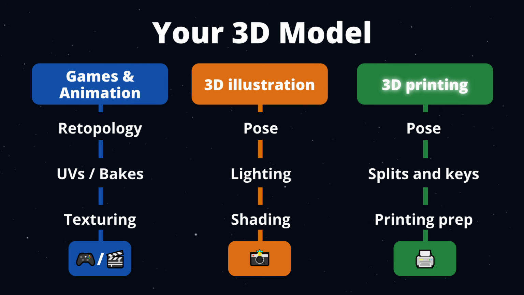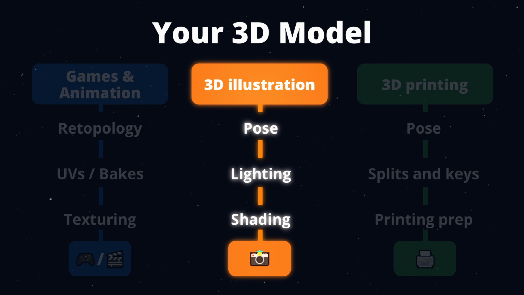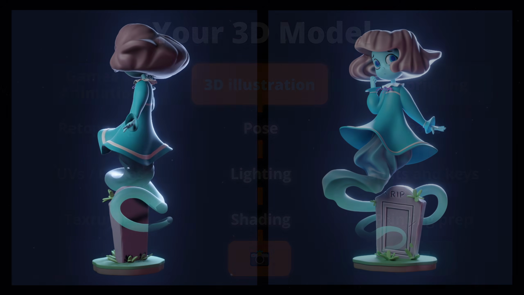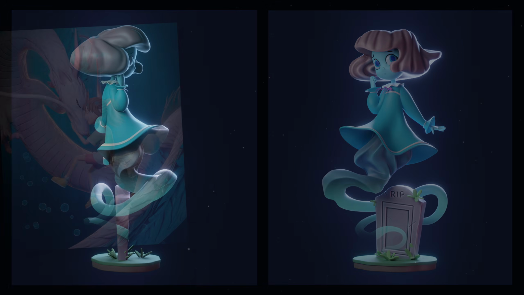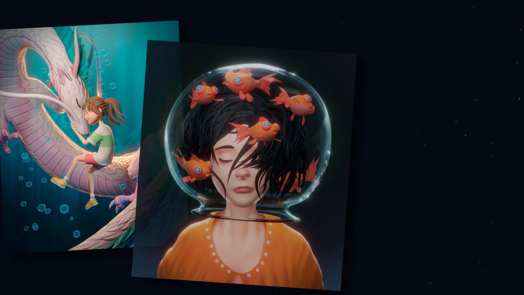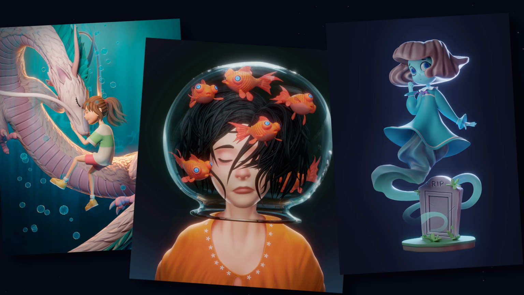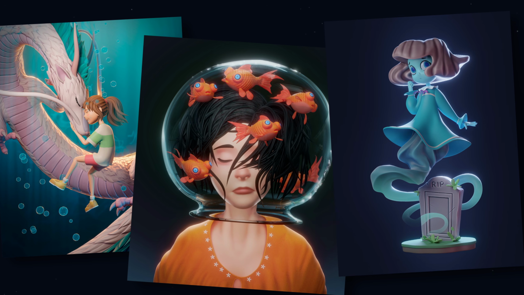As we've seen, a high poly model can take several paths once it's finished, and there is not a single correct route. It completely depends on what you want to achieve. My advice is that if you are just starting out, begin with 3D illustration. It is the most accessible path since it doesn't require optimization or retopology. You only need a good pose, lighting, and materials. And with that, you can already create a strong image to showcase your work. Later on, you will be able to explore the other paths.